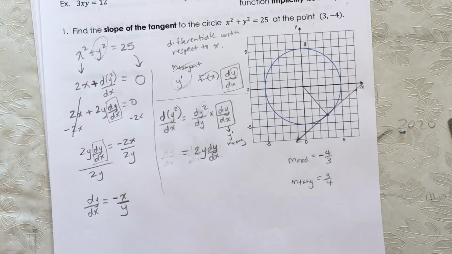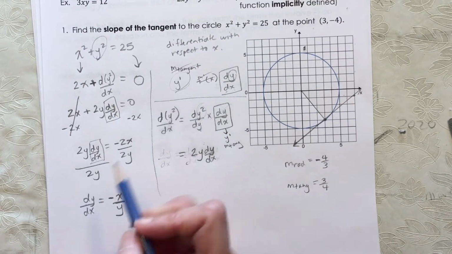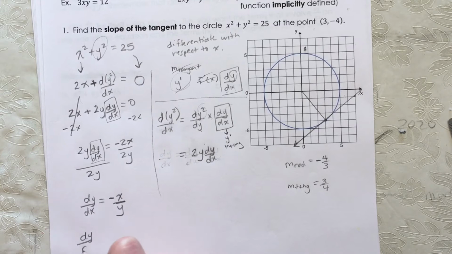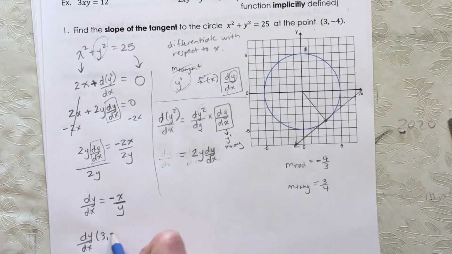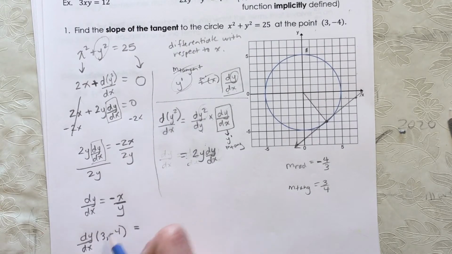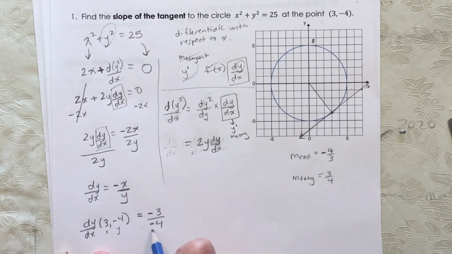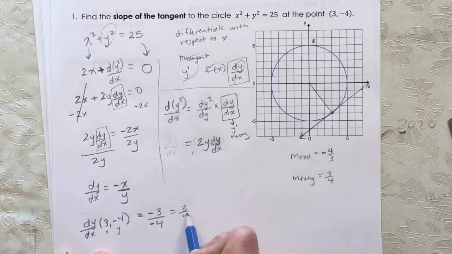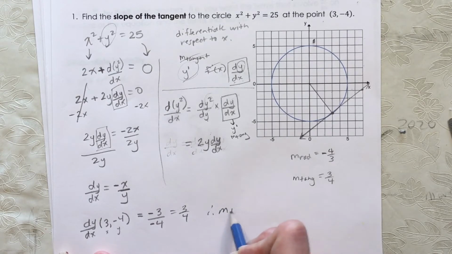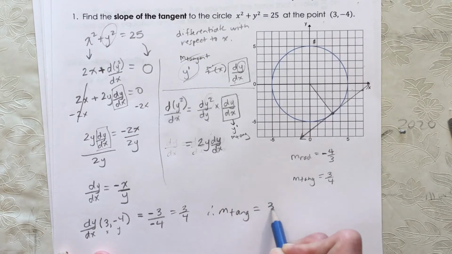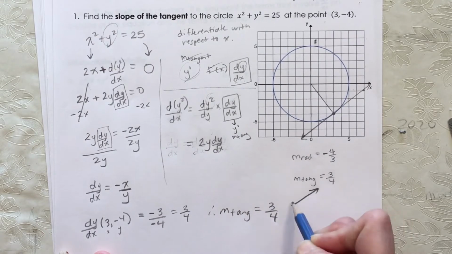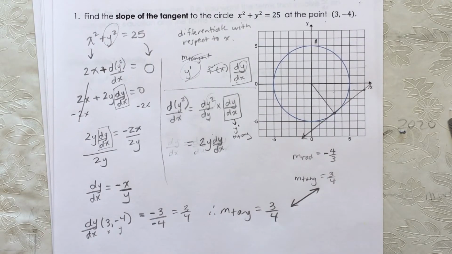Okay, but we want to know what's the slope of the tangent at the point (3, -4). That's what the question asks for. So we can say that dy by dx at the point (3, -4) is, so this is x and this is y, negative 3 over negative 4. And that reduces to 3/4. So therefore the slope of the tangent would be 3/4, which is what we got just using geometric properties.